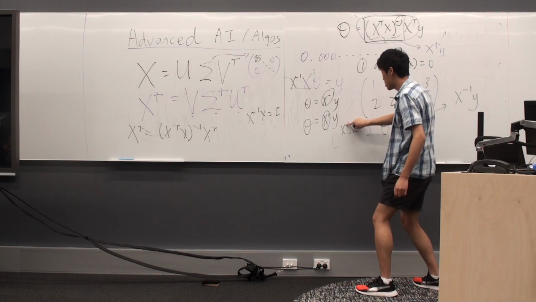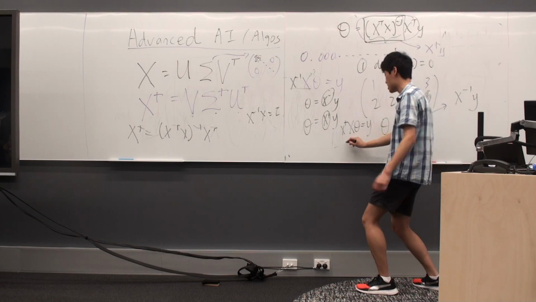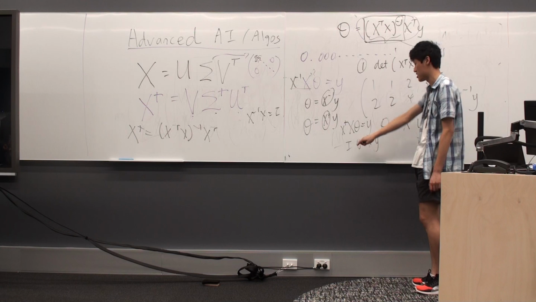But you can take the pseudo-inverse. The pseudo-inverse times x is actually the identity. And you have pseudo-inverse times y is just the theta.